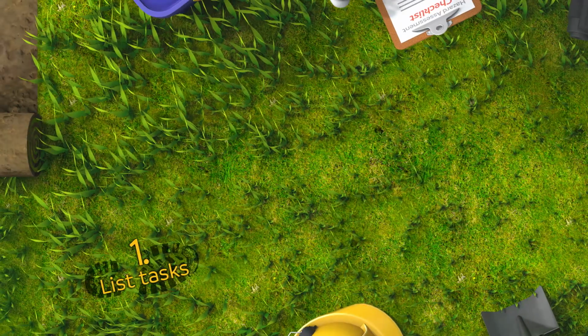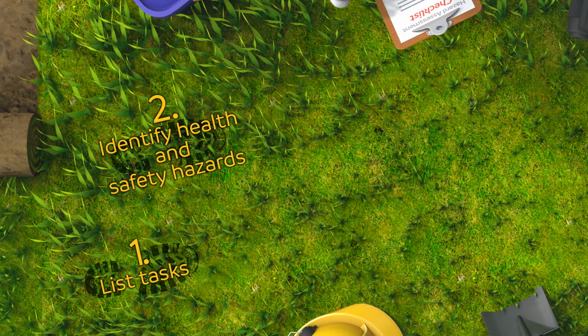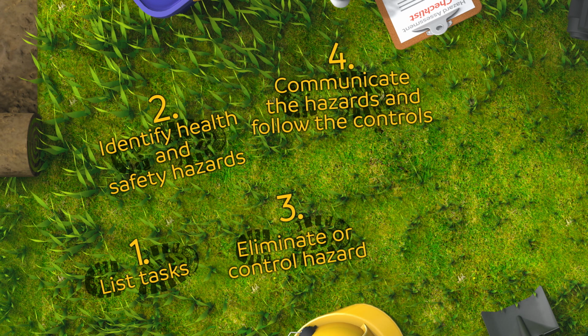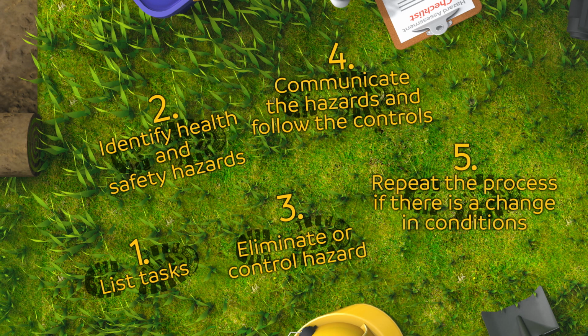Site-specific hazard assessments usually include 5 key steps. Step 1 is to figure out what tasks will occur on site on any given day. Step 2 is to identify the hazards. Step 3 is to eliminate or control the hazards. Step 4 is to communicate the hazards and to follow the controls. Step 5 is to repeat the process anytime there is a change in conditions to the work site.